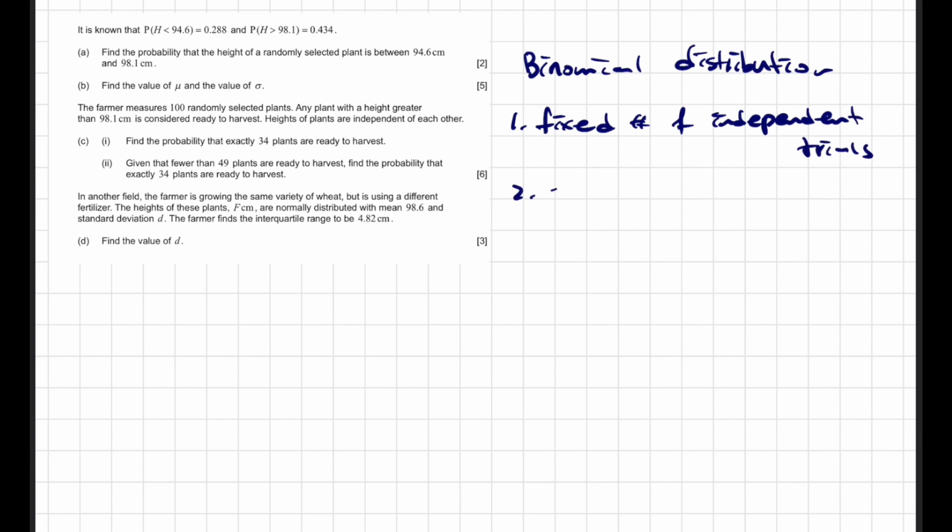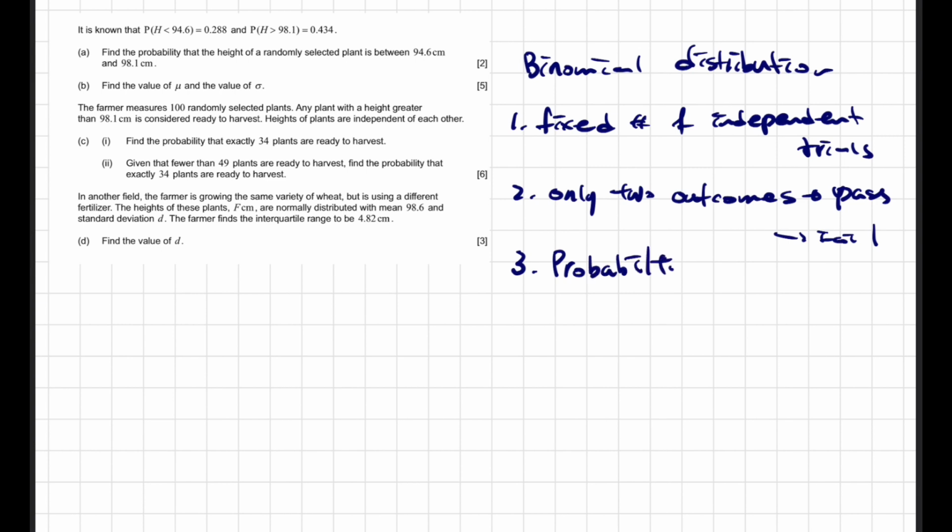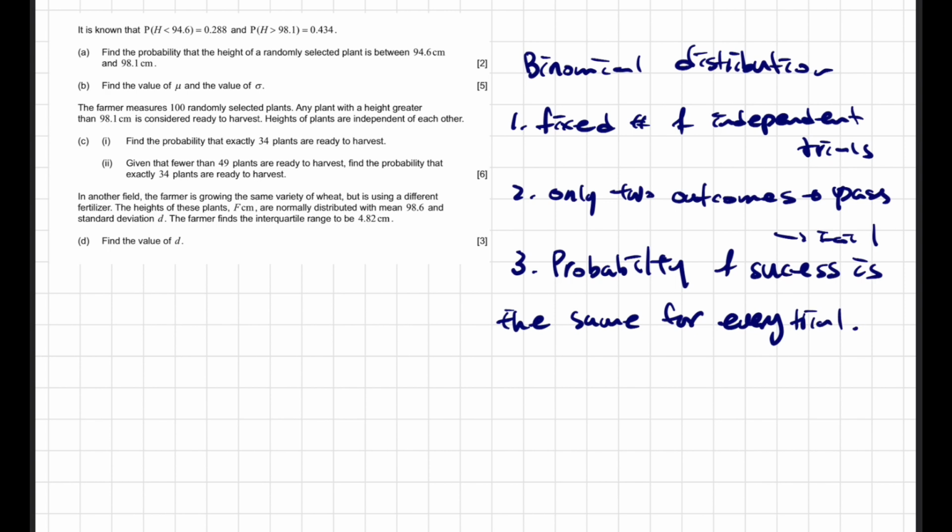The second requirement is only two outcomes, or we can say outcomes of pass or fail, right? Requirement number 3 is the probability of success is the same for every trial. And this question C, the information actually meets all these three requirements. So we can say that this is a binomial distribution question, okay?